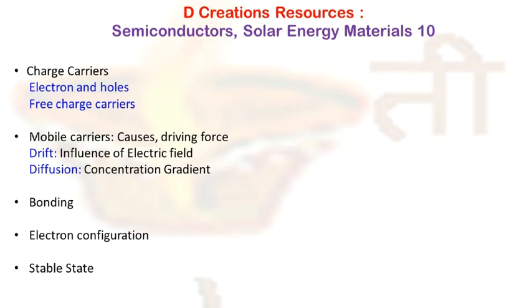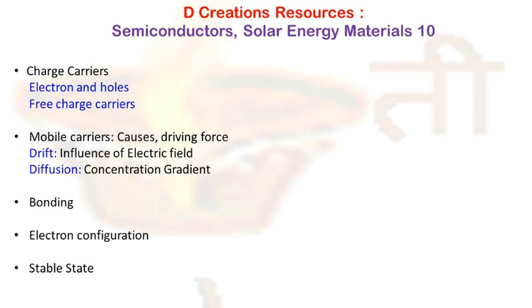Now, the carriers need not be static all the time. There are different causes of motion of charge carriers. It could be due to an electric field, when we talk about drift. It could be a difference in concentrations, when we talk about diffusion, etc. Carriers can also be described as free charge carriers. When do we call them free? When they are freely able to move in the material under the influence of an electric field.